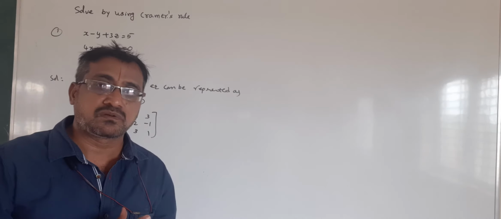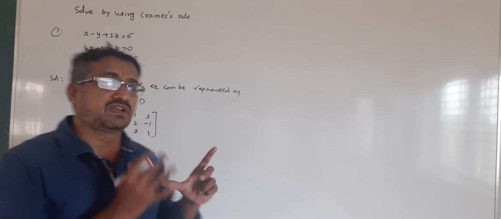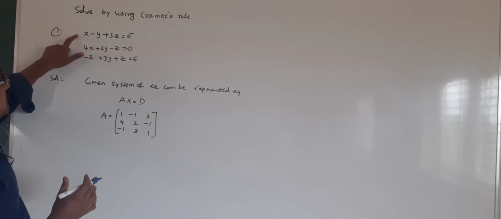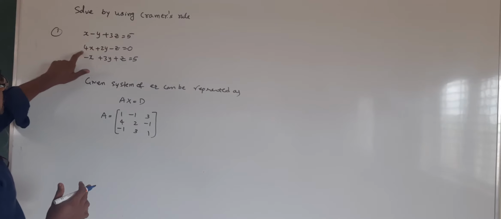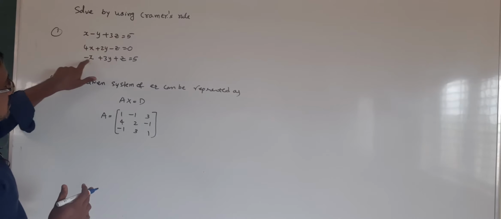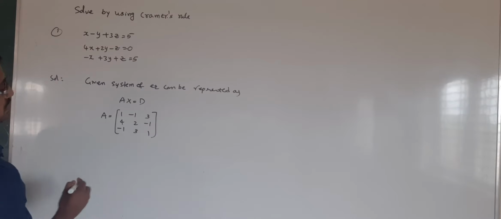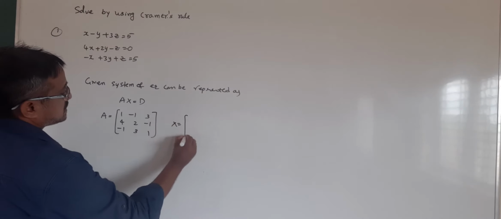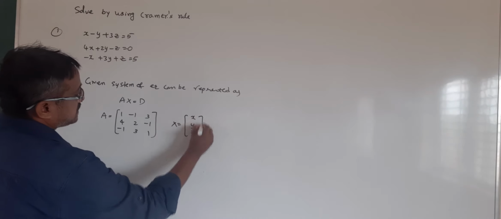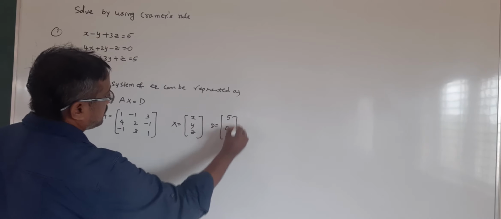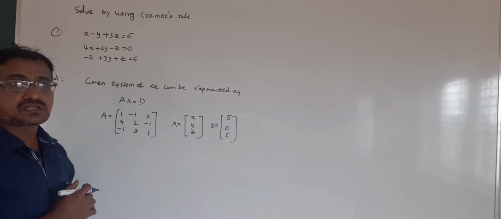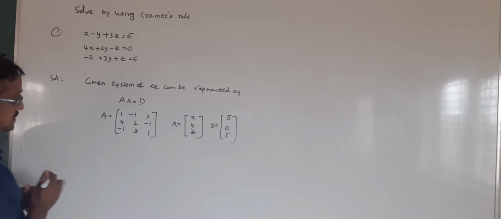You need to write the coefficients of the given equations. Coefficient of x is 1, y is minus 1, z is 3. Here 4, 2, minus 1, minus 1, 3, 1. And capital X is equal to the matrix x, y, z and D is equal to the matrix 5, 0, 5. You are going to find this variable matrix.